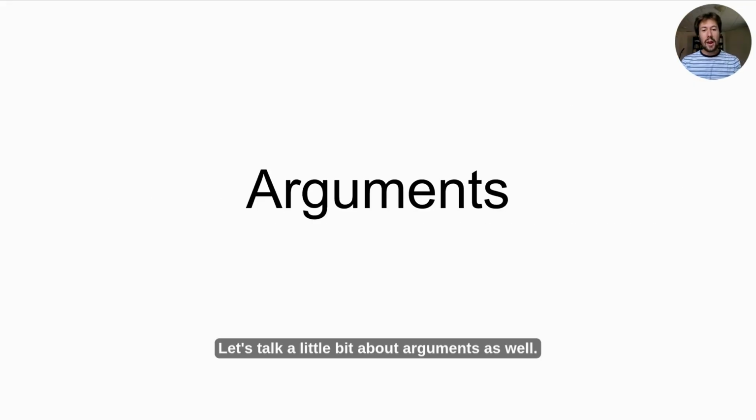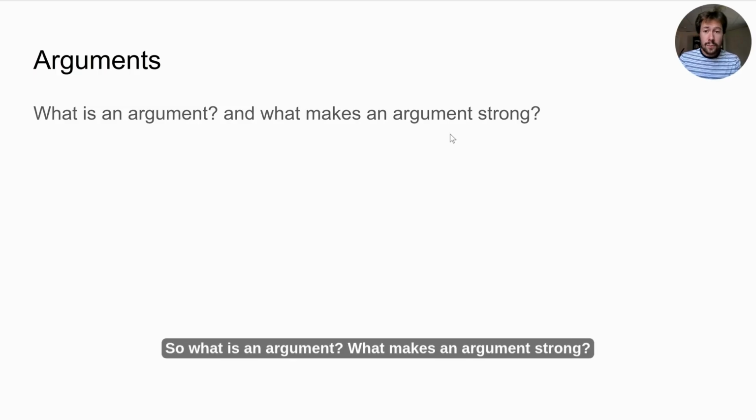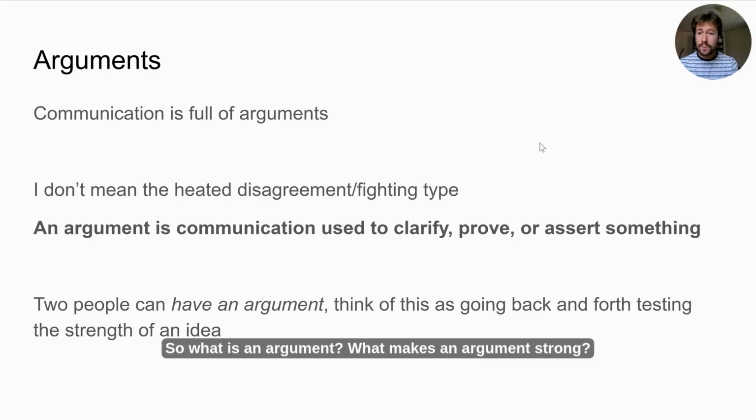Let's talk a little bit about arguments as well. You should be acknowledging arguments that you find in the articles that you've researched, the articles that you're going to be citing in the end of your paper. And you should be analyzing the strength of those arguments. So what is an argument? What makes an argument strong?